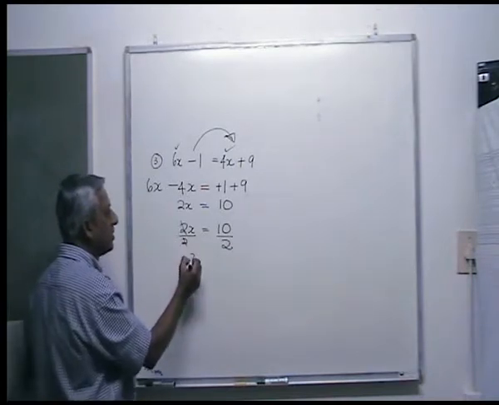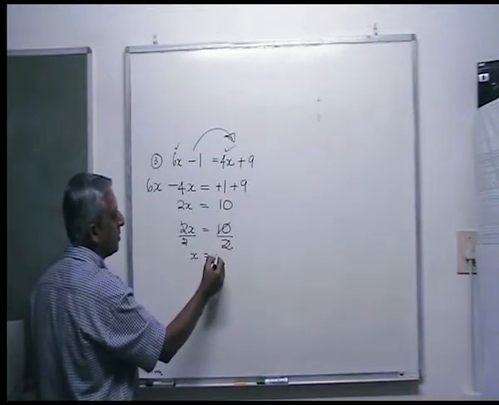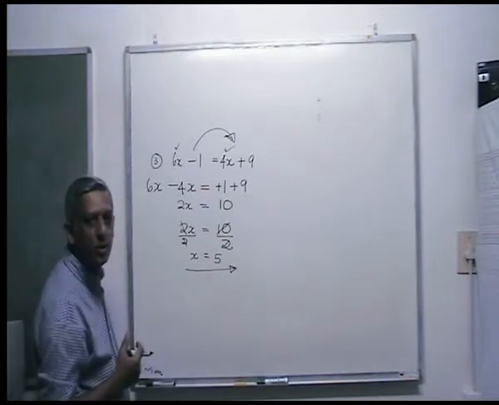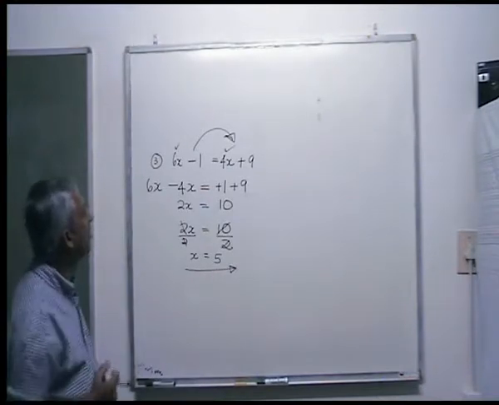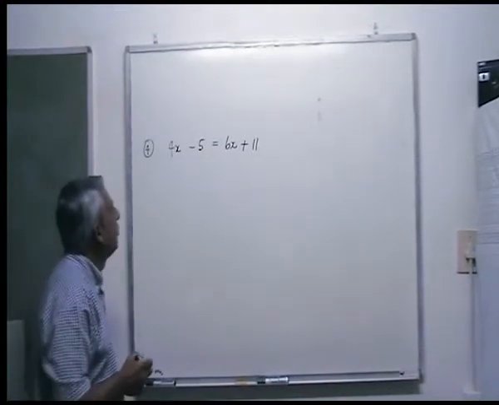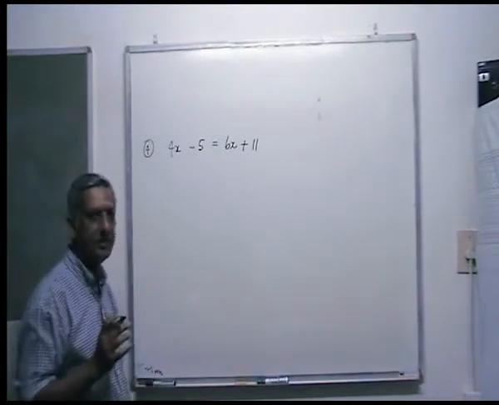So 2 divided by 2 gives you x. 10 divided by 2 gives you 5. And our final answer is x is equal to 5. Now the example is completed. Here we have number 4. 4x minus 5 is equal to 6x plus 11.